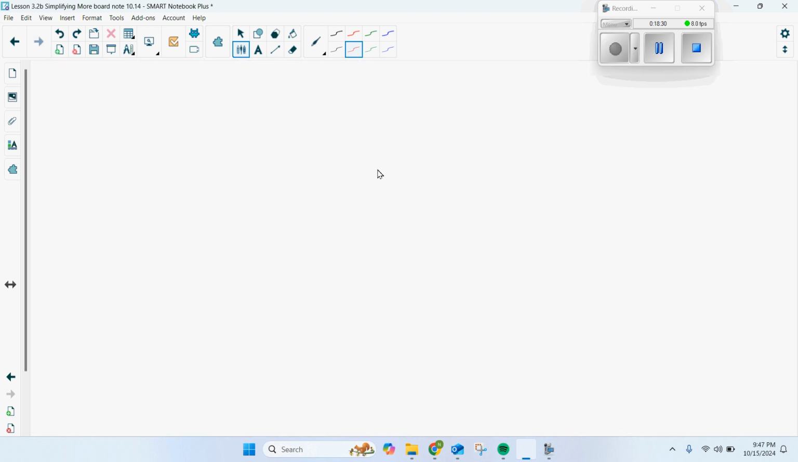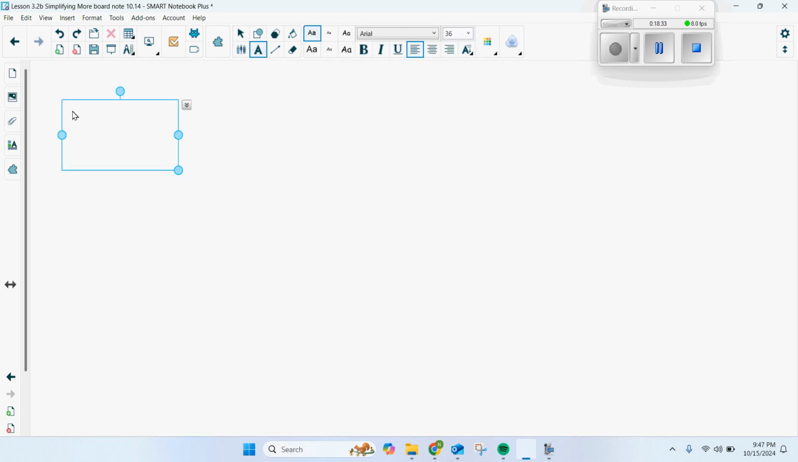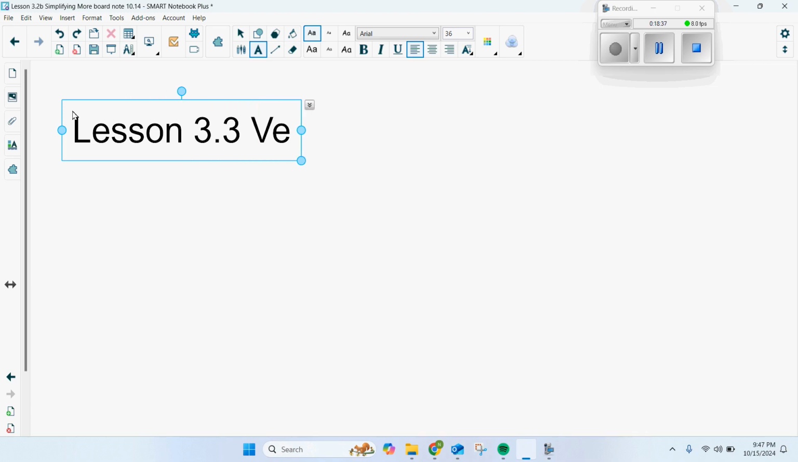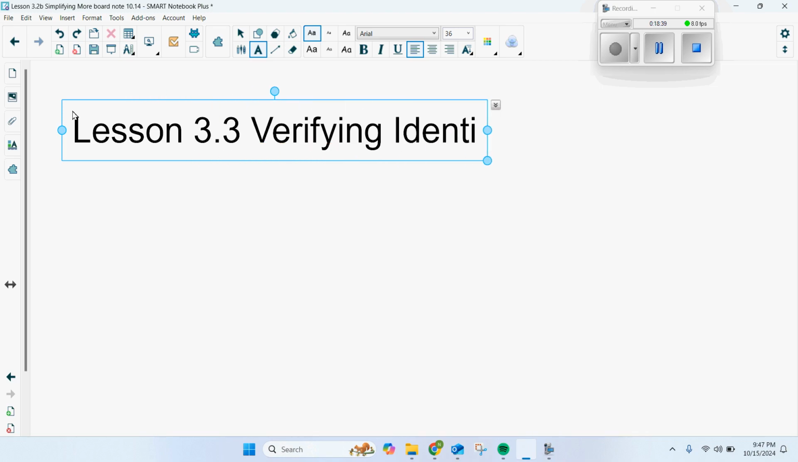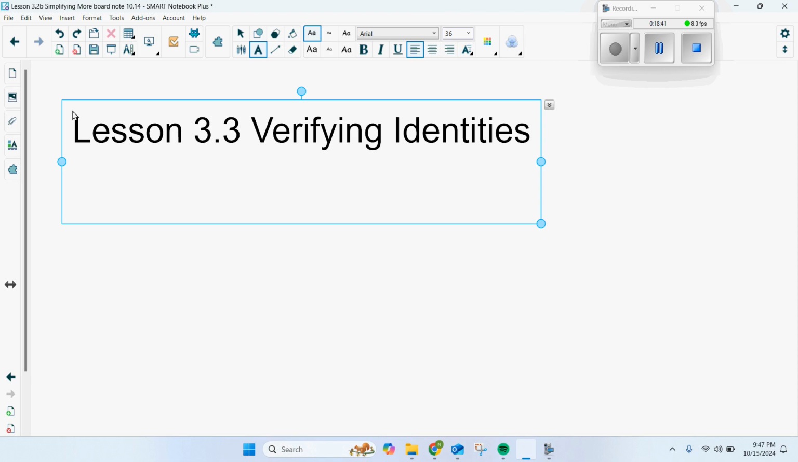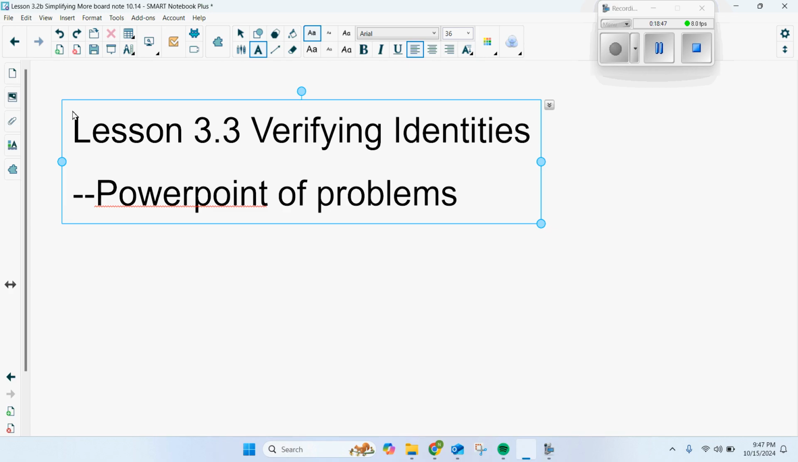So here's the plan. In today's folder, you're going to go to the lesson page. It says lesson 3.3, verifying identities. In that folder, there's a PowerPoint of problems. I can't remember how many there are, maybe about 13. And I want you to actually work through those problems on a piece of paper.